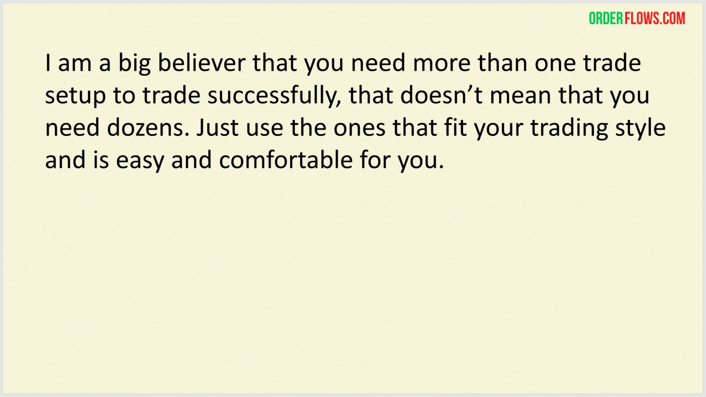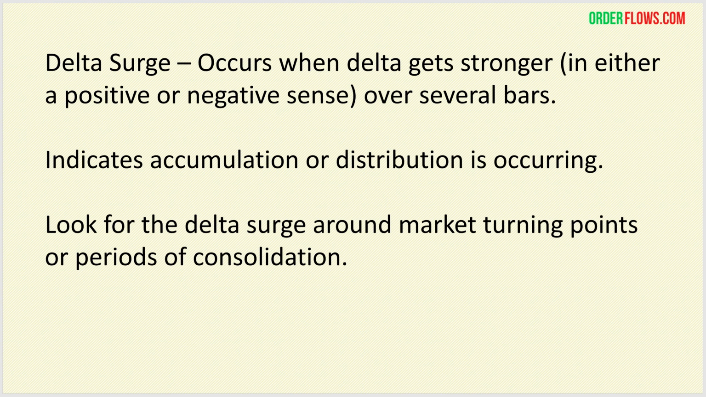So the first one I'll talk about is Delta Surge. Okay, and Delta Surge occurs when the delta gets stronger in either a positive sense or a negative sense over several bars, say 4 bars, and it indicates accumulation or distribution. I like to look for Delta Surge around market turning points or periods of consolidation.